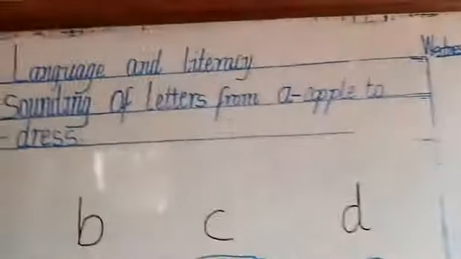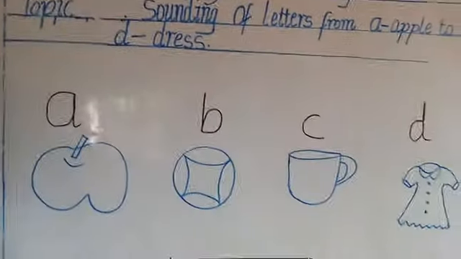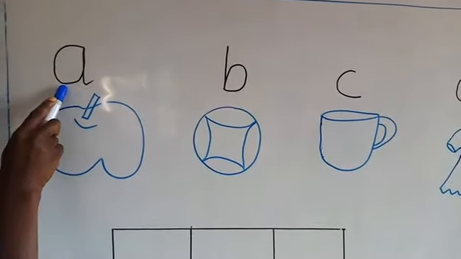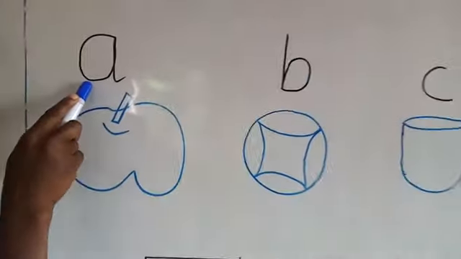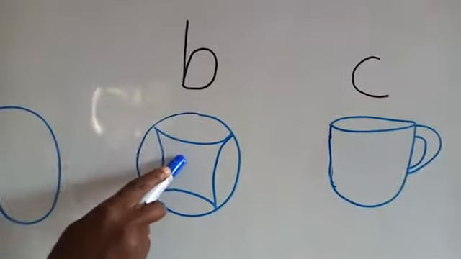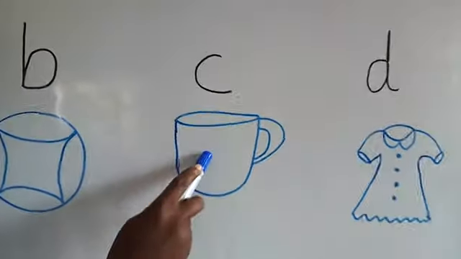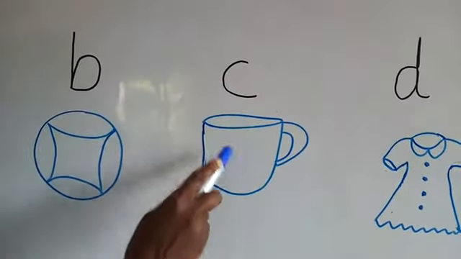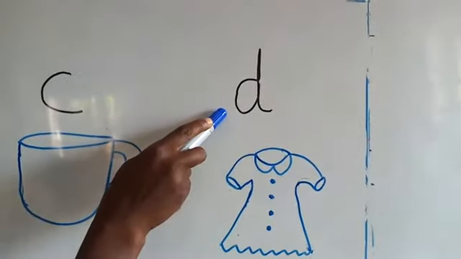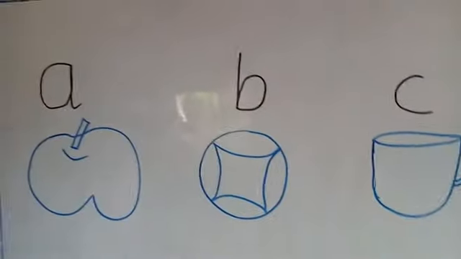Beautiful, I hope you enjoyed that. Now listen to me, I'm going to do the sound and you do the listening. After that I will sound and then you repeat after me. Apple. Apple. Ball. Ball. Cup. Cup. Dress. Dress. Now I'm going to sound, then you repeat after me.